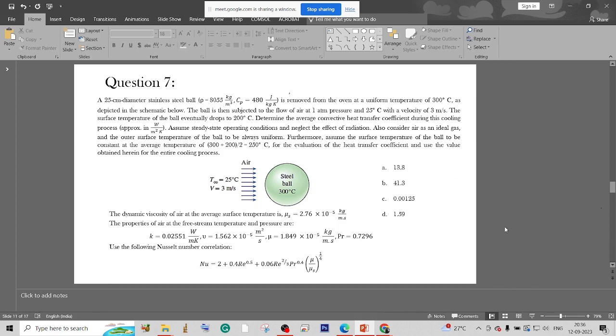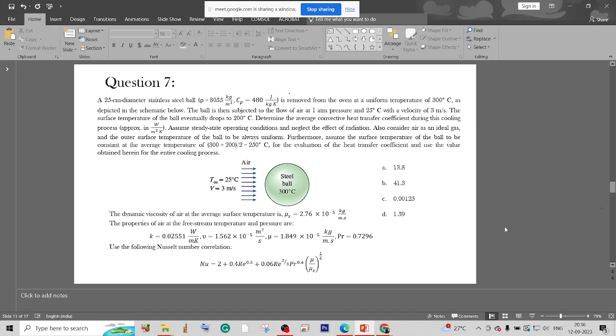Okay, so a 25 centimeter diameter stainless steel ball, density and Cp given, is removed from the oven at a uniform temperature of 300 degrees Celsius. So it was placed in the oven and then it was removed. When it was removed, its temperature was 300 degrees Celsius, uniform, as depicted in the diagram.